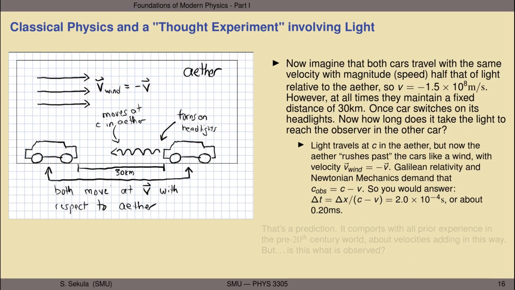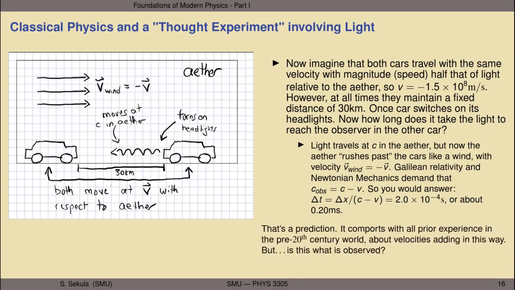And so you would predict, based on all knowledge at this stage, that the time it takes for the light to get to the other car is greater than it was before. It's about 0.2 milliseconds now, twice the time that was required when the cars were at rest with respect to the ether.